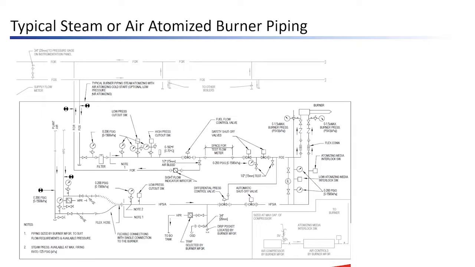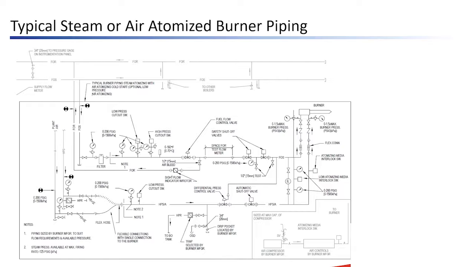So I know this is a busy schematic, but I wanted to show you how the piping is typically done on a steam or air atomized burner. And it starts at the top left, that line marked FOR. Well, let's start with the supply. The line marked FOS is your fuel oil supply line. It comes down to each burner, makes a right, and then you'll notice there's a 0 to 200 PSI gauge there. And then you go through either a strainer or a filter.